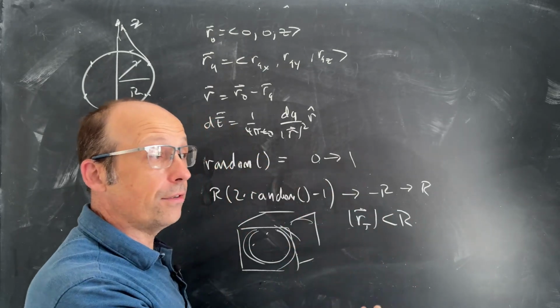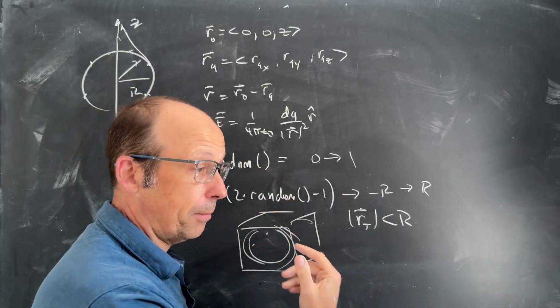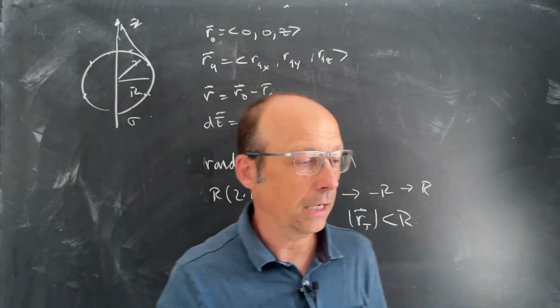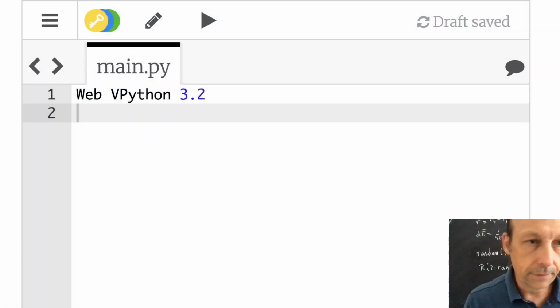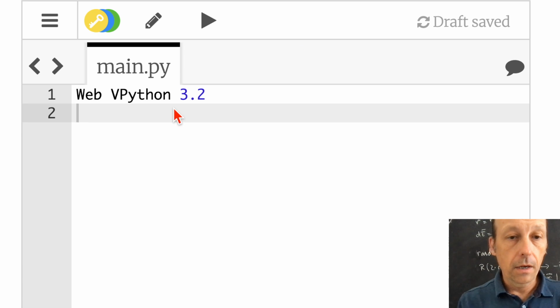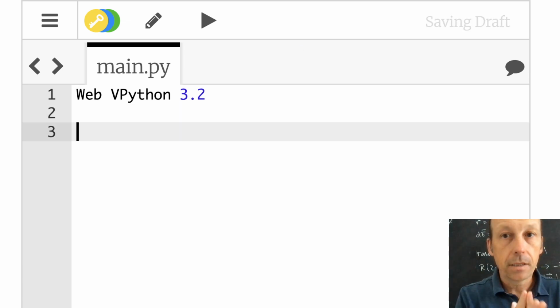Once I have all those points, I can just calculate the electric field due to each point at the observation location and add it up. That's it. Okay, so let's do that, switching over here to Python. I'm going to give you the code, don't worry about that. So let's make some constants.